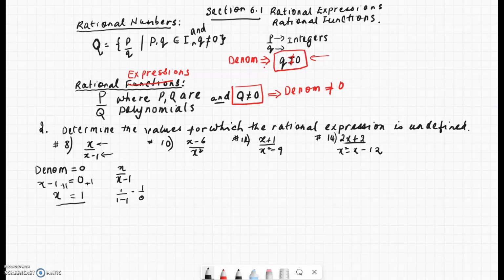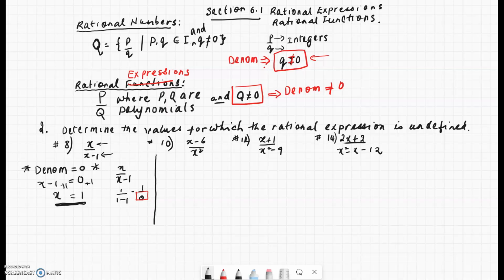Remember what we talked about. The denominator cannot be equal to 0. So that's what we're trying to determine. For what values of x is the denominator equal to 0? And that's why we set the denominator equal to 0 and we figure out the values of x at which the denominator is equal to 0. So this expression is undefined at x equals 1 because that makes the denominator equal to 0.